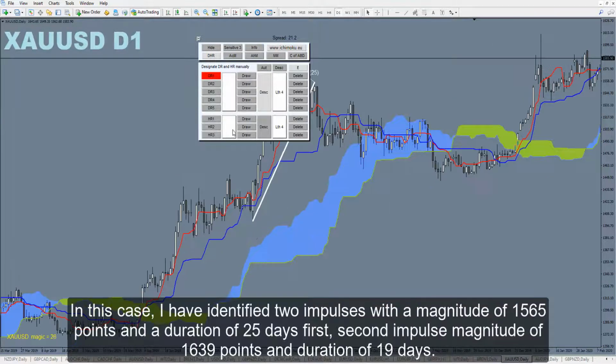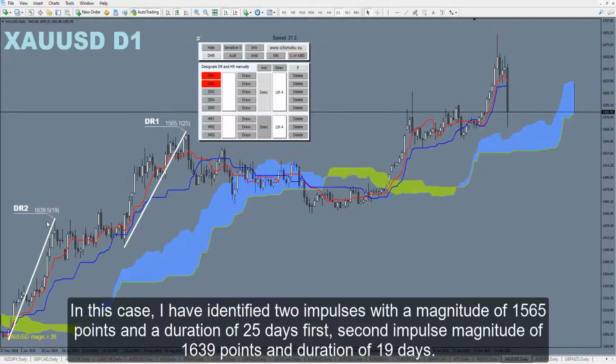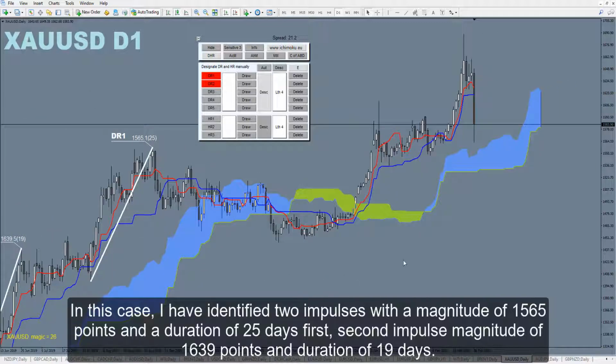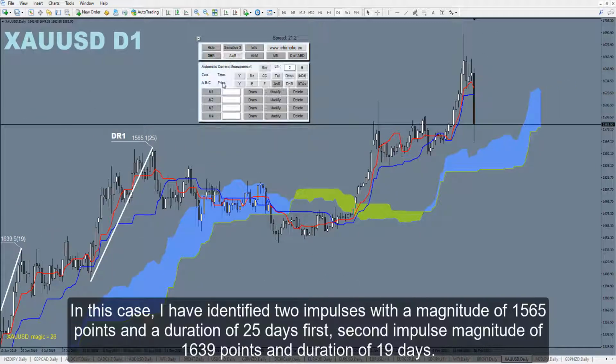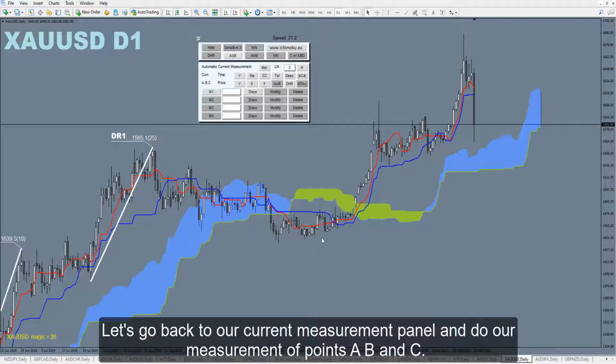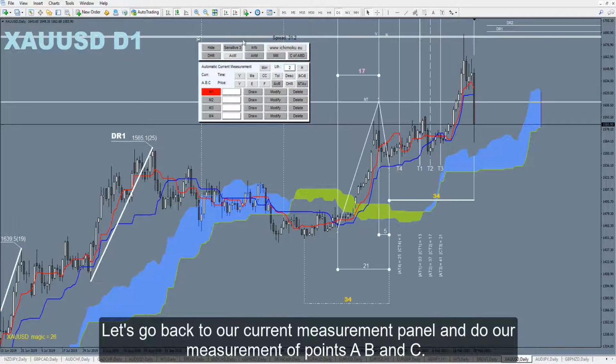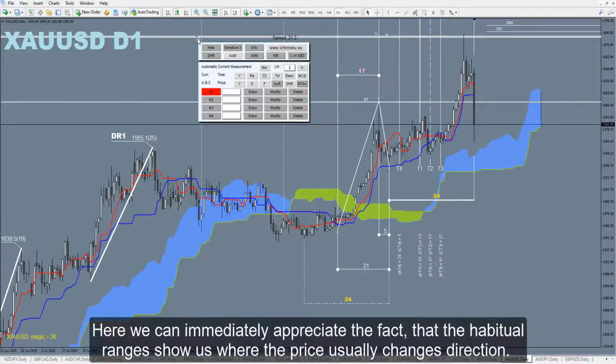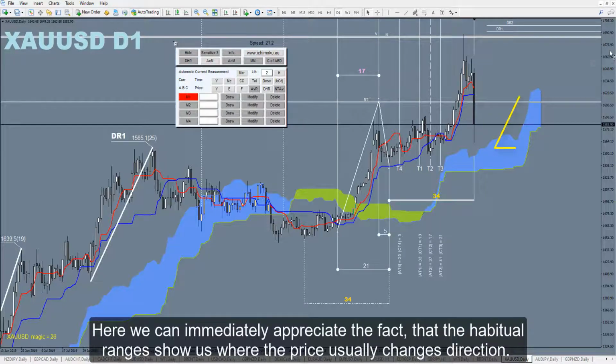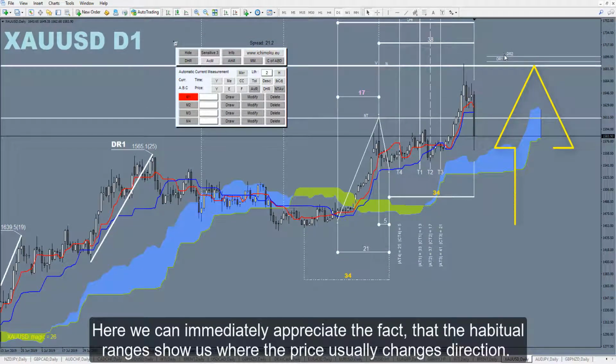In this case, I have identified two impulses, with a magnitude of 1565 points, and a duration of 25 days. First, second impulse magnitude of 1639 points and duration of 19 days. Let's go back to our current measurement panel, and do our measurement of points A, B and C. Here, we can immediately appreciate the fact that the habitual ranges show us where the price usually changes direction.